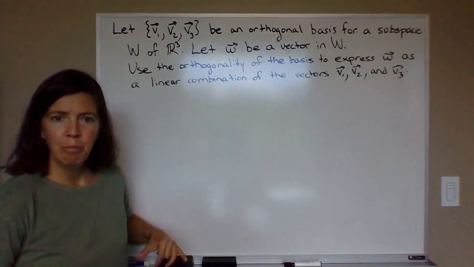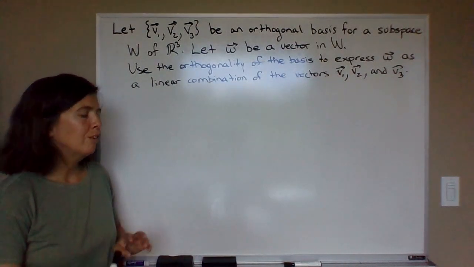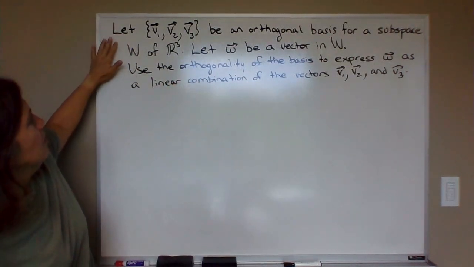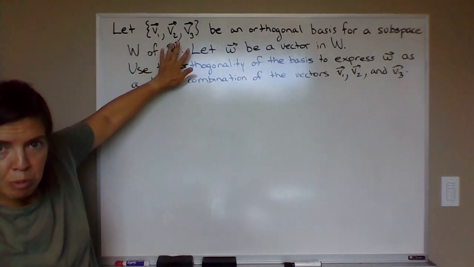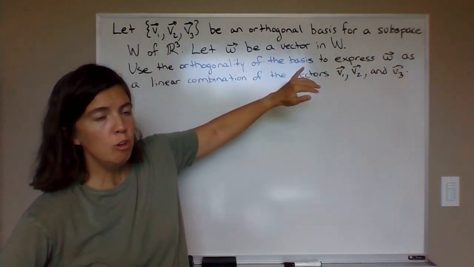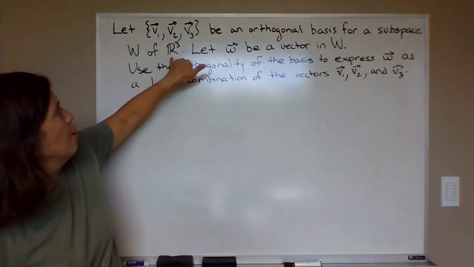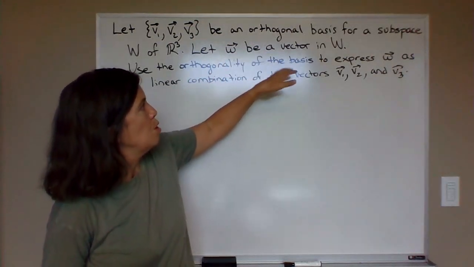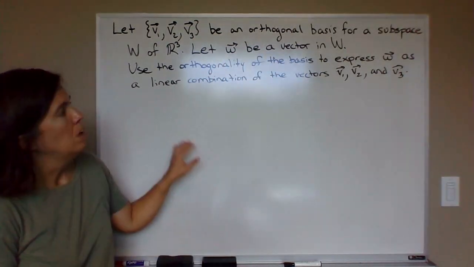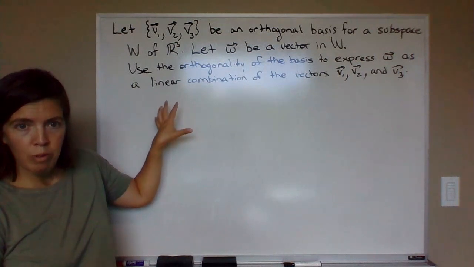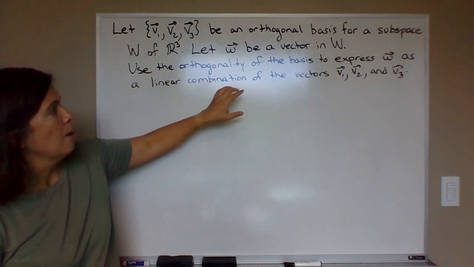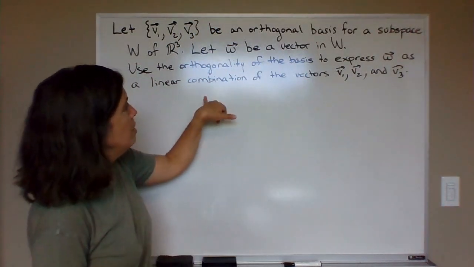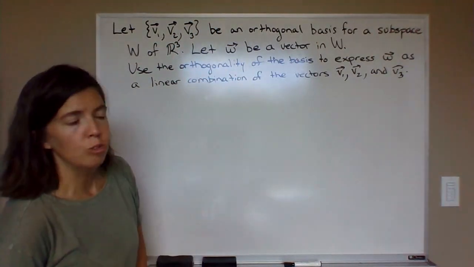All right, I've got another more theoretical example here, rather than pure computations like you have in most of your questions. Let this set, V1, V2, V3, be an orthogonal basis for a subspace of R3 that's named W here. And then let this lowercase w be a vector in that subspace W. What we want to do here is use the orthogonality of that basis, V1, V2, V3, to express w as a linear combination of those basis vectors.